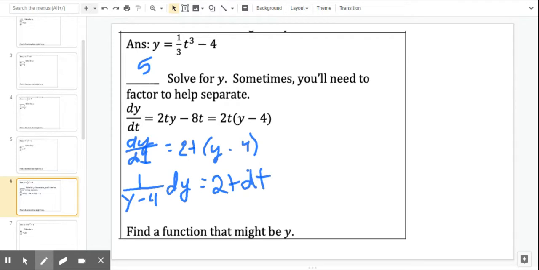That's why it's helpful to factor it like this, to have one factor with one variable and another factor with another variable. So again, just to repeat what I did here, I divided by y minus 4 on both sides to get 1 over y minus 4. And then I multiplied by dt on both sides to get this dt over here. Now I can integrate that.